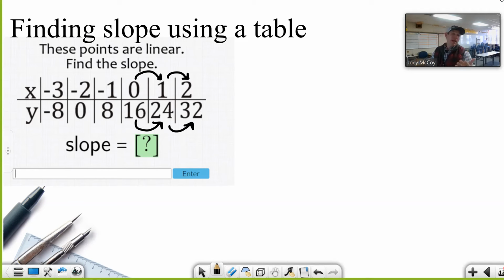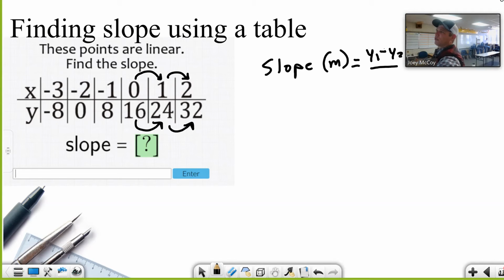Okay? They might give you a formula that looks like this. Slope, which is also known as m. Why, you say? Because mathematicians don't make sense sometimes. The slope as m is going to be y1 minus y2 divided by x1 minus x2. And you say, what? What does that mean, Mr. McCoy? All it means is pick two y values and subtract them. Oh, okay, that's not so bad.